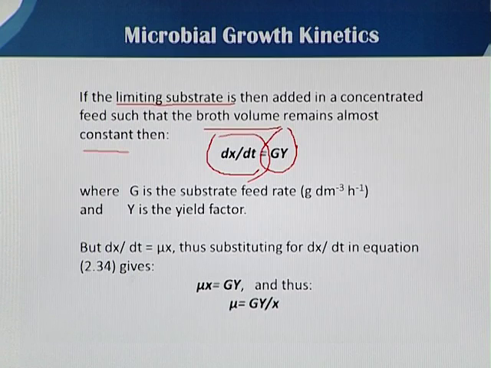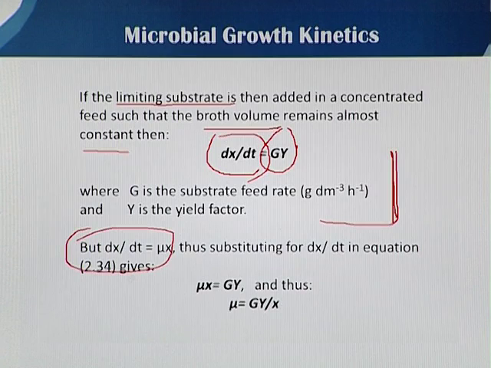So if we are feeding in such a way and the volume remains constant, the change in biomass with respect to time is equal to the feeding rate times the yield factor. By this equation, you can easily see how the change occurs in fixed volume fermentation during the fed batch. And we know that dx over dt is equal to mu x. So by putting this value, you can write mu x is equal to GY.